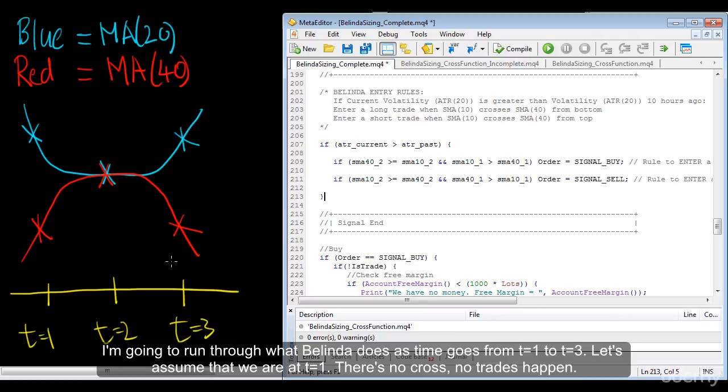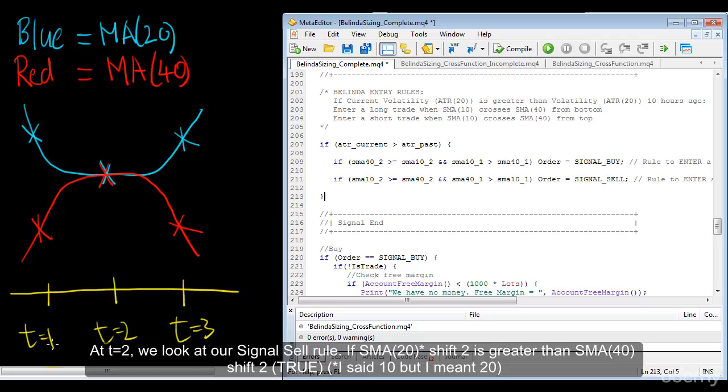So I'm going to run through what Belinda does as time goes from t equals 1 all the way to t equals 3. Okay, let's assume that we are at t equals 1. There's no cross, so no trades happen. And then we move on to t equals 2. And I look at my rule here for signal sell.